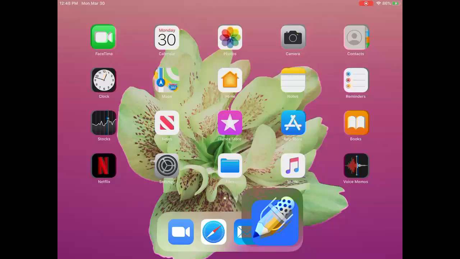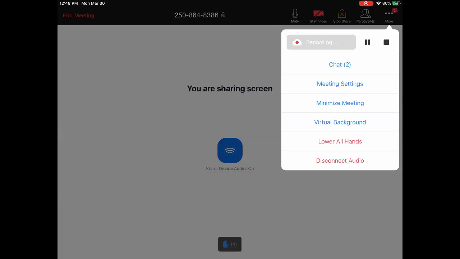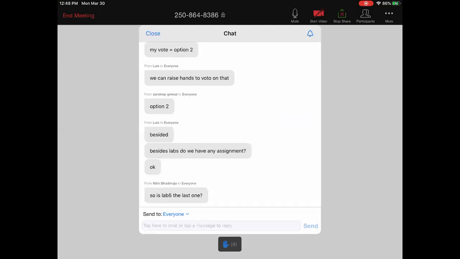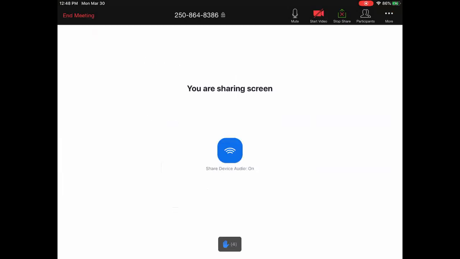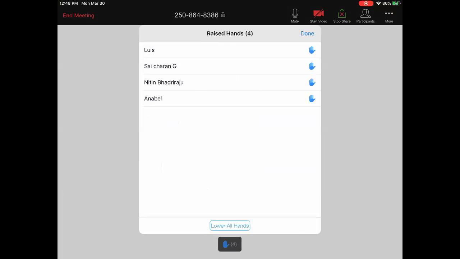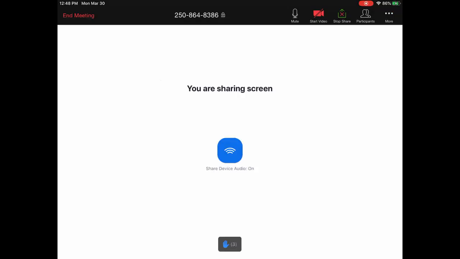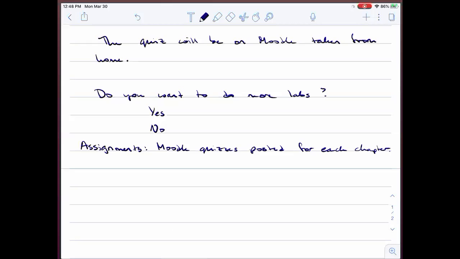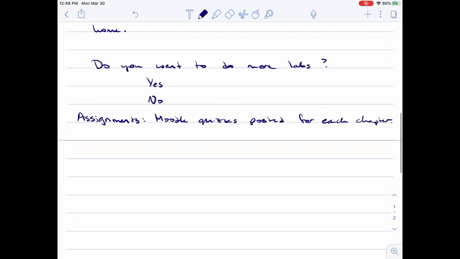All right, so is lab 5 the last one? That's what we're trying to decide. Do you guys want to have more labs or no? I'm seeing some hands up here. So you guys want to have more labs? Okay. I'm seeing 3 votes. And again, it's hard to tell. I'm seeing 3 votes for more labs.